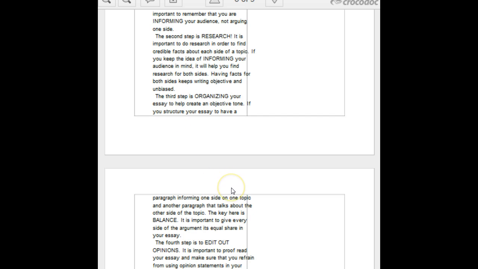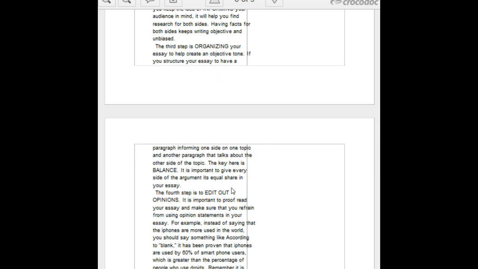You then move on to organizing, and you talk about an objective tone, but I don't know what an objective tone is. You say that you should have one paragraph informing one side on a topic and another paragraph that talks about the other side of the topic. The key here is balance. It's important to give every side of your argument its equal share in your essay. There's got to be more to organization than that, because a lot of it has to do with flow, with transition, with choices of where you position the evidence.